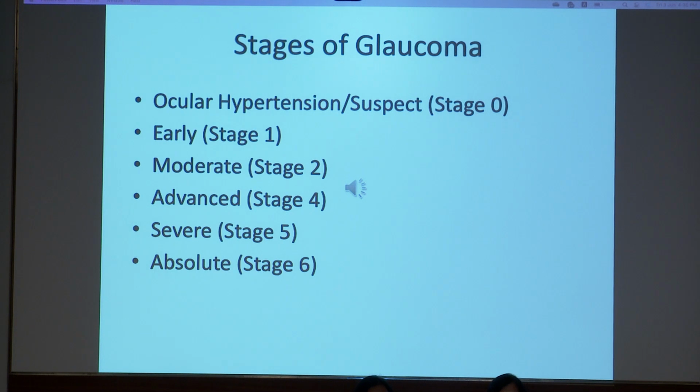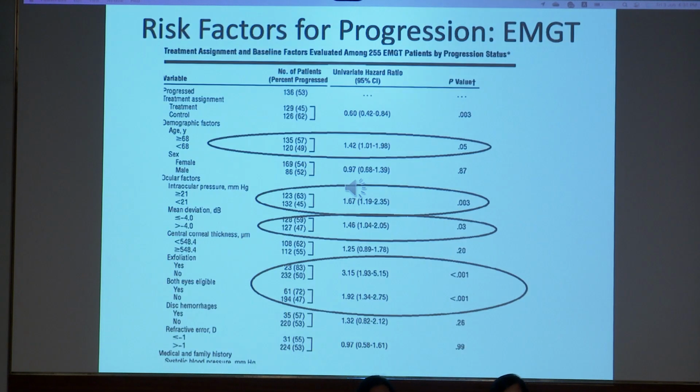These are the stages of glaucoma as it progresses. It requires both a clinical evaluation as well as perimetry to make the correct staging. Various clinical trials, such as the Early Manifest Glaucoma Trial and the Ocular Hypertension Treatment Study, have looked at clinical parameters which may predict progression. These include an increasing age, a higher IOP, worse visual fields, presence of exfoliation, presence of disc hemorrhages, and many others.